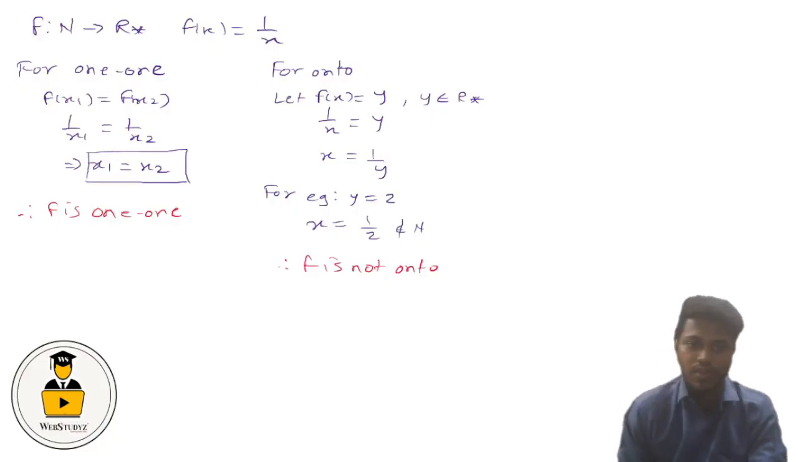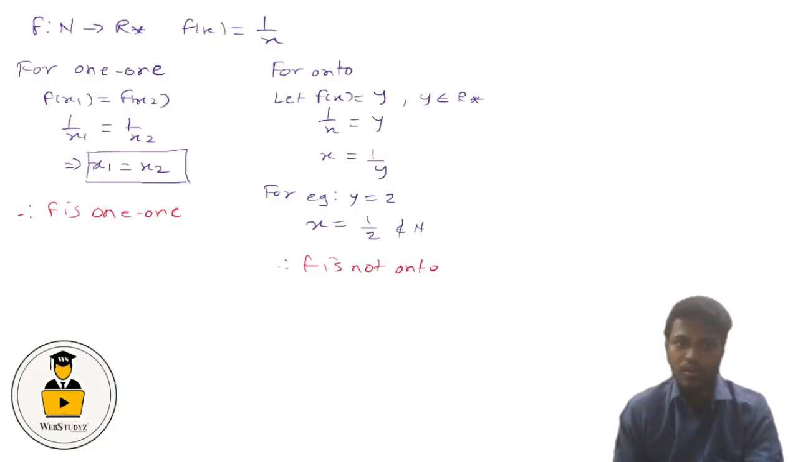So from this, we can say that when the domain changes from real numbers to natural numbers, the function remains 1 to 1, but it is not onto anymore.